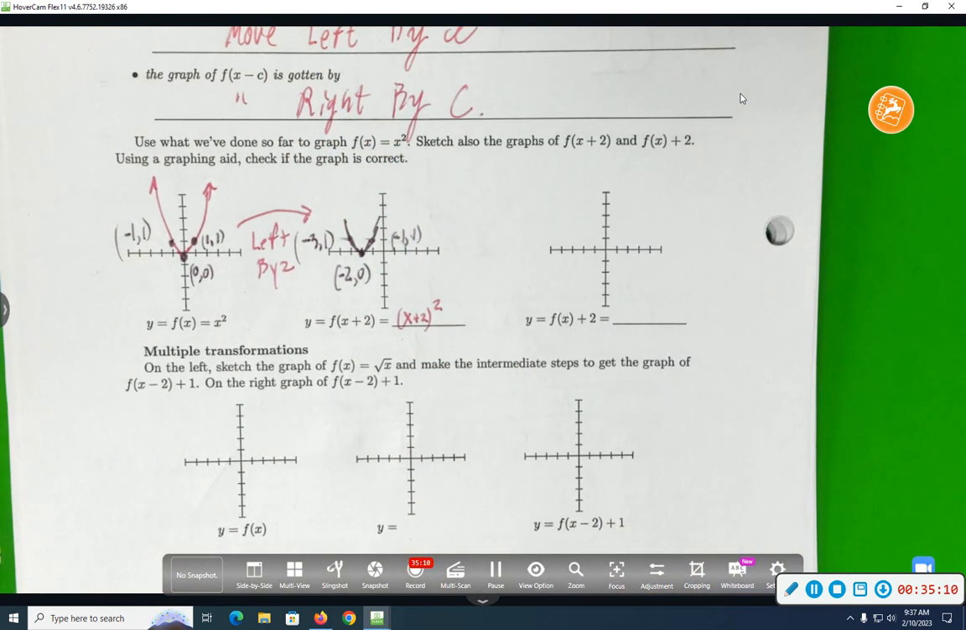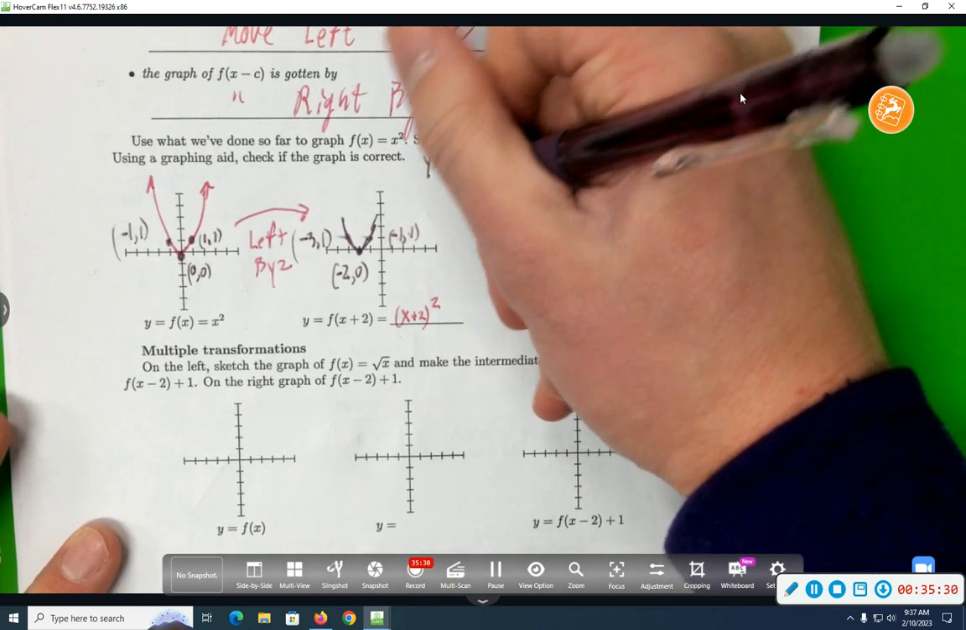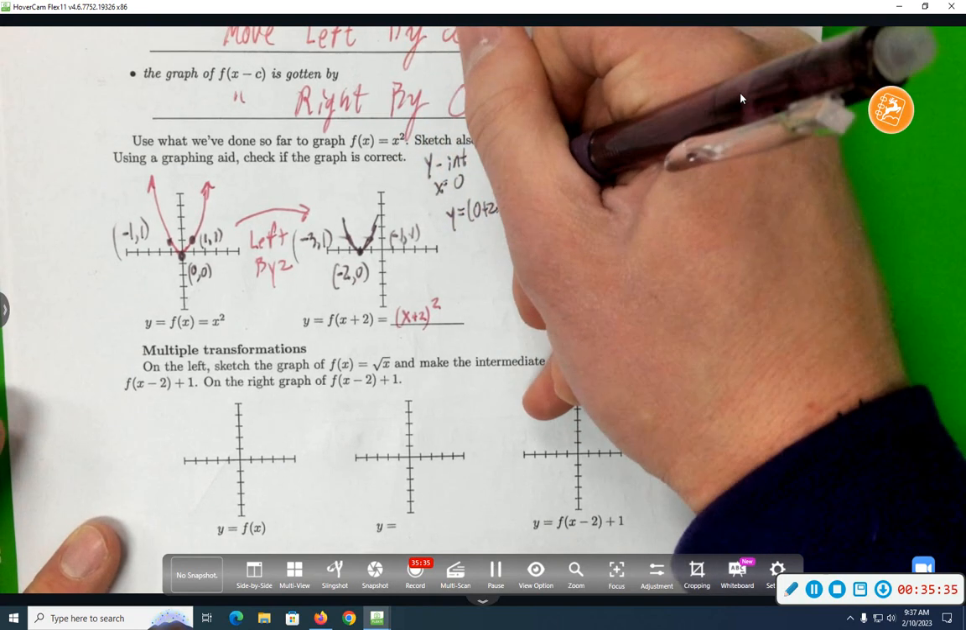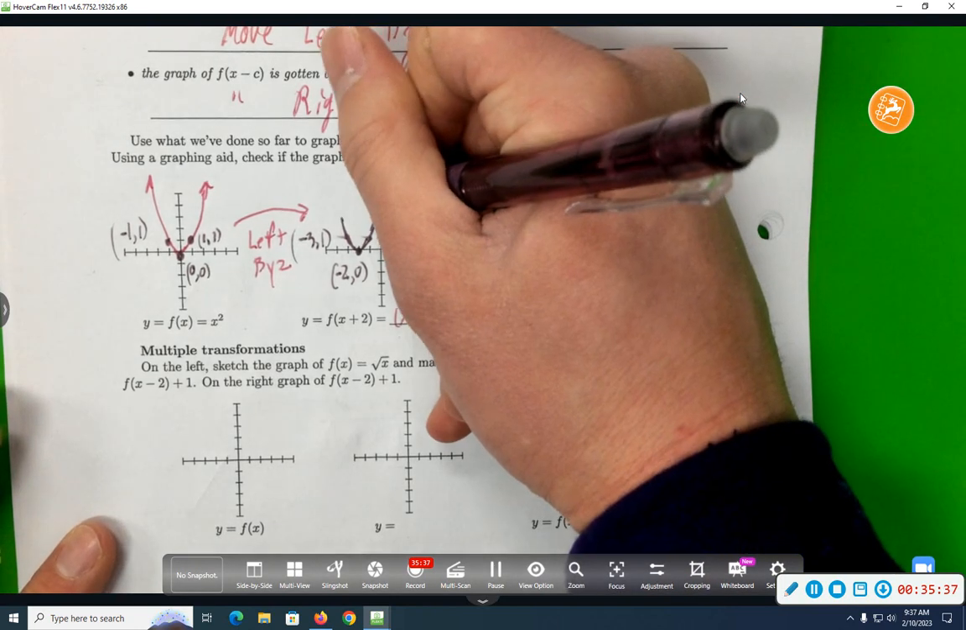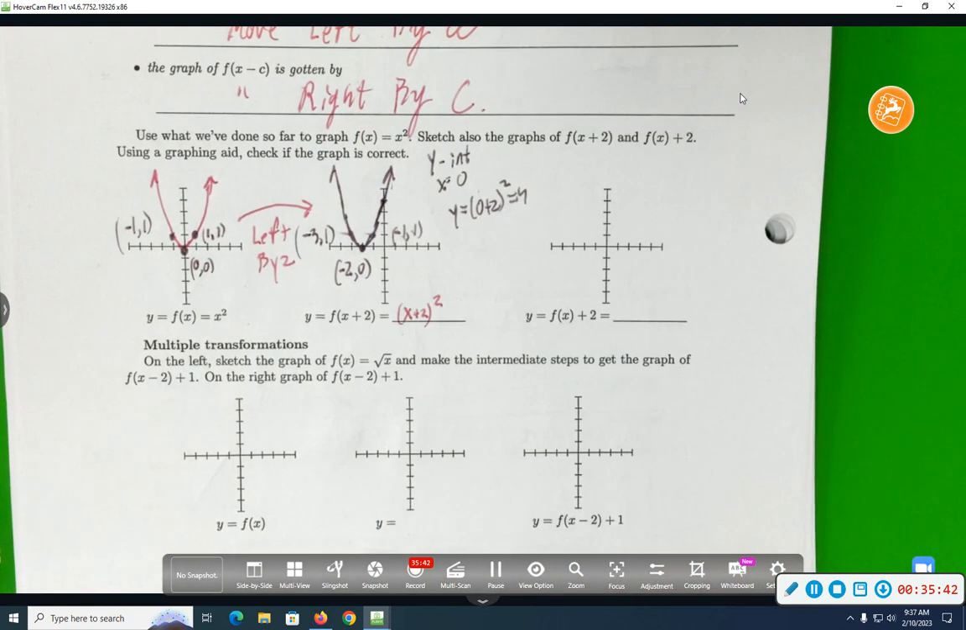Let's also check that we get the right y-intercept. How do you find the y-intercept of this function? See what happens when x equals 0. So to get the y-intercept, let's plug in x equals 0. You'll get y equals 0 plus 2 squared, also known as 4. So it looks like this graph should go through 0, 4. Is everybody okay?